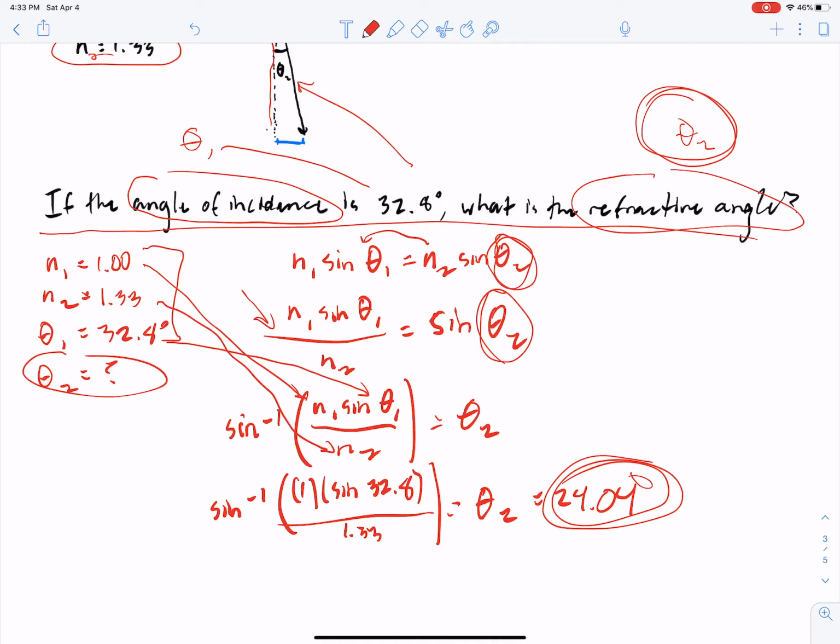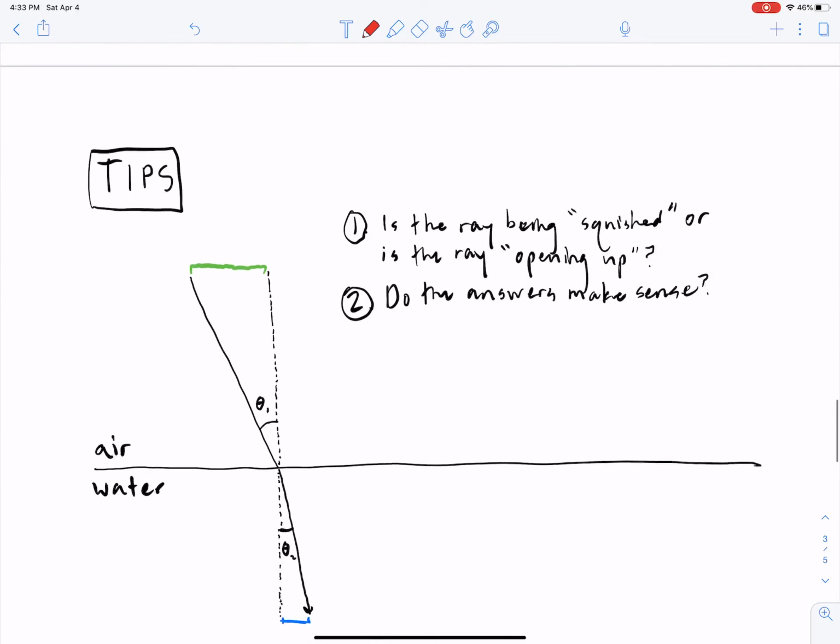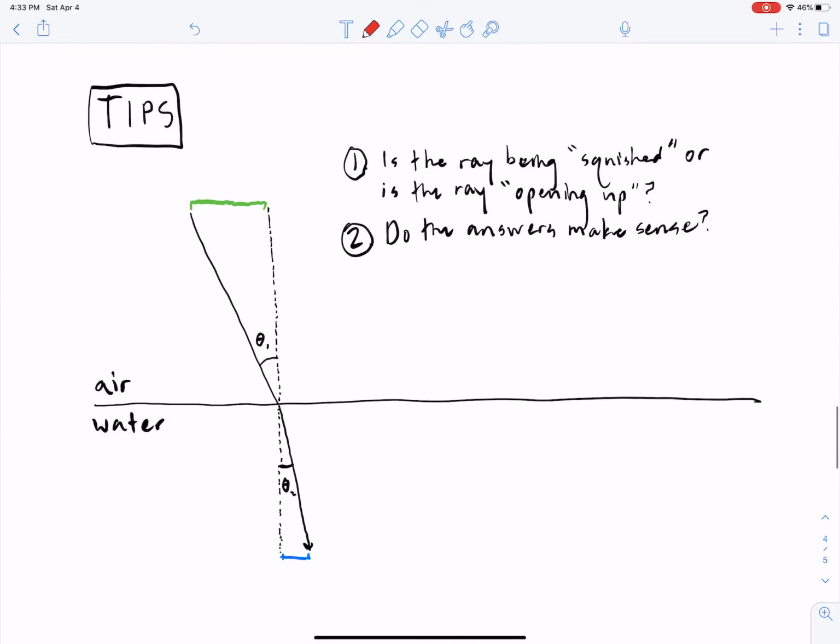Now, I have a couple of tips when solving that'll make reasoning everything out a little bit easier. First, you want to ask yourself, is the ray being squished or is the ray opening up? You might think squished, what the heck? But let me explain. So here we have air and water again. We have our diagram showing this ray and how it changes course.